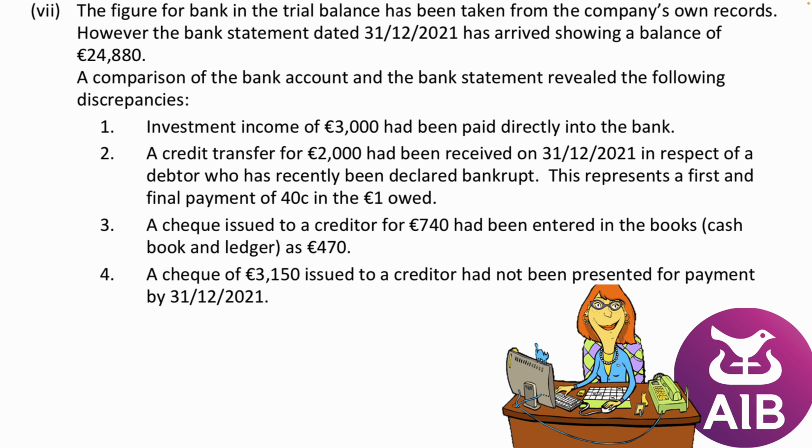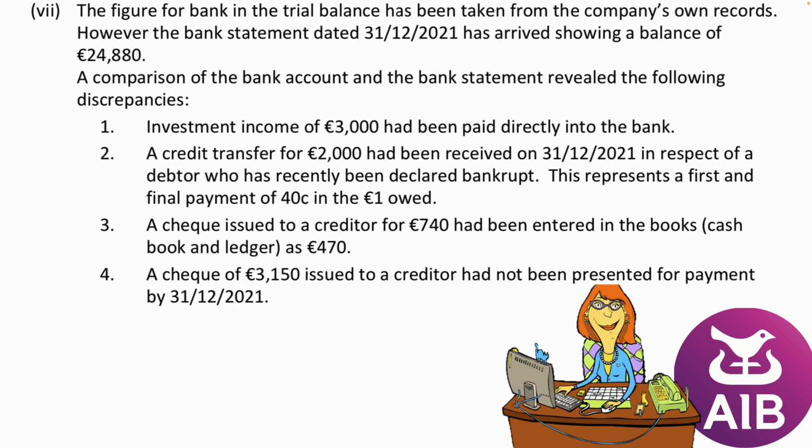Number 1, investment income of €3,000 had been paid directly into the bank. Number 2, a credit transfer for €2,000 had been received on the 31st of the 12th, 2021 in respect of a debtor who has recently been declared bankrupt. This represents a first and final payment of 40 cents in the €1 owed. Number 3, a cheque issued to a creditor for €740 had been entered in the books, cash book and ledger as €470. And 4, a cheque of €3,150 issued to a creditor had not been presented for payment by the 31st of the 12th, 2021.